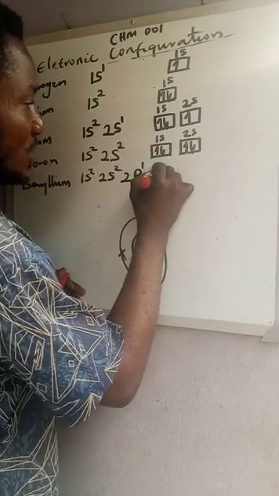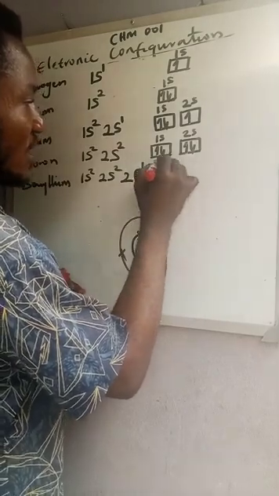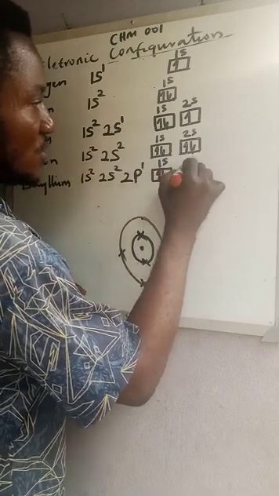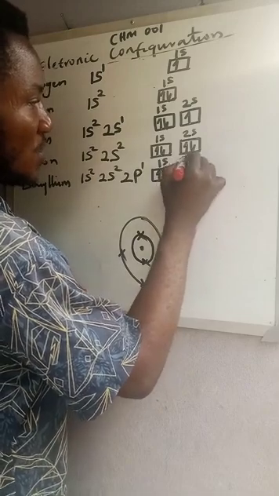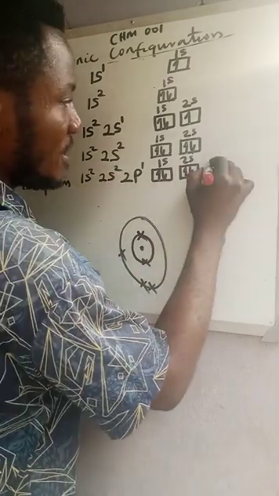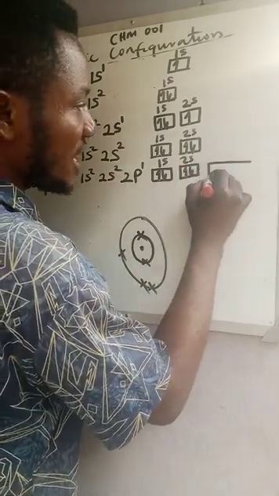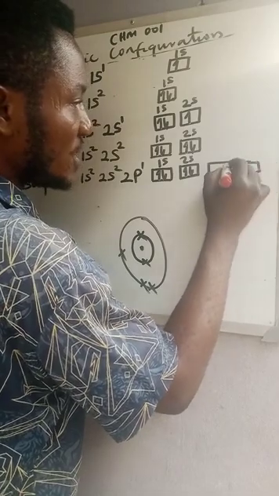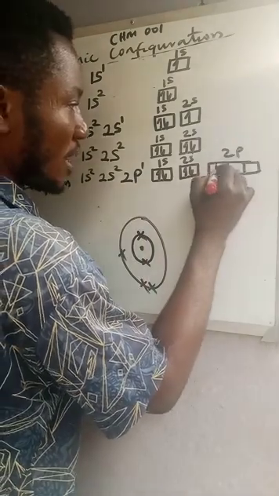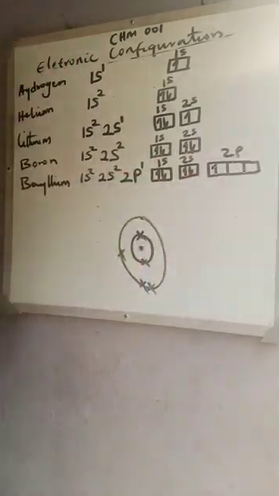Now this is the block configuration. I will have this, 1s, and I'll have this. I'll have this also, this is 2s. Now I have p here. Remember, p has 3 atomic orbitals. It must be 3 atomic orbitals. I'll write my 2p. How many electrons are there? 1. I'll write 1.